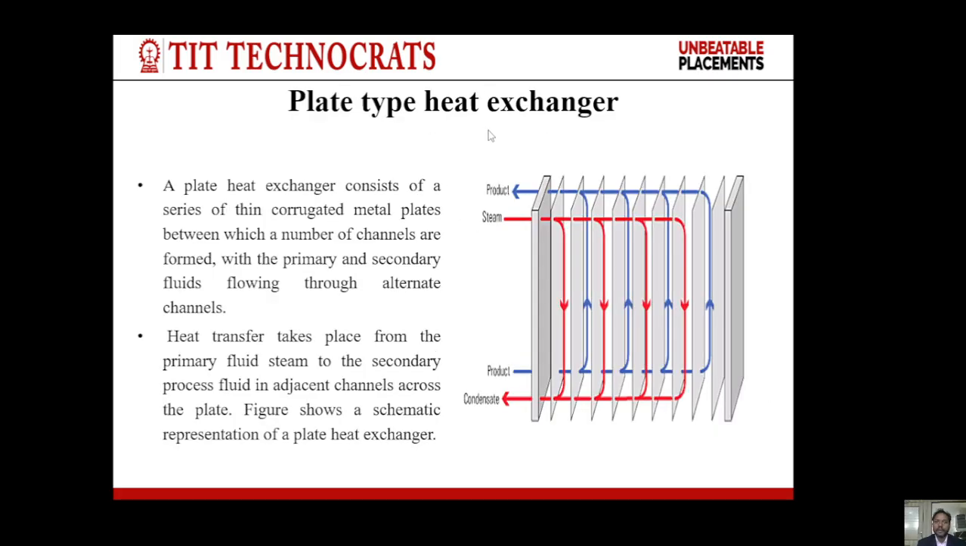The next one is the plate type heat exchanger. Here different plates are placed parallel to each other, and heat exchange takes place by passing the fluid through these plates.